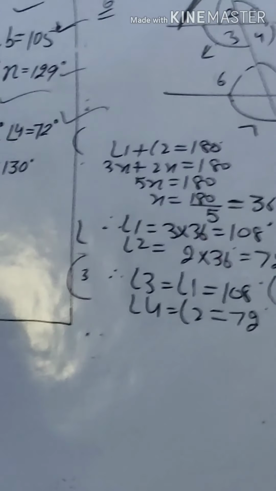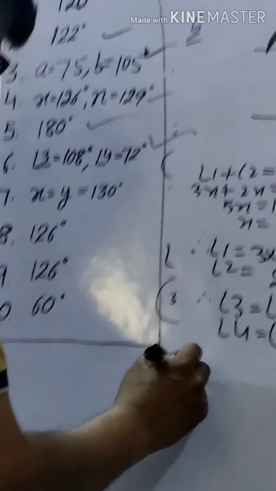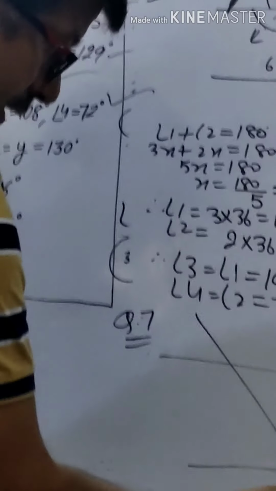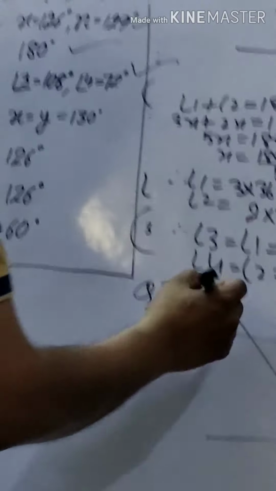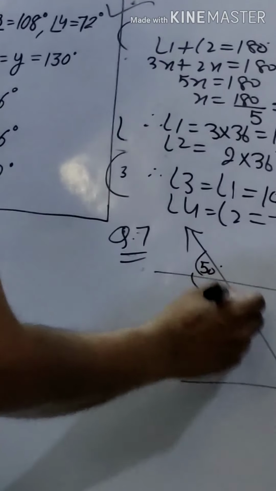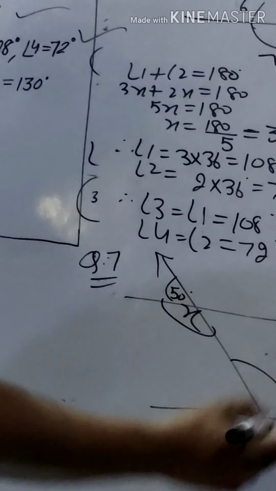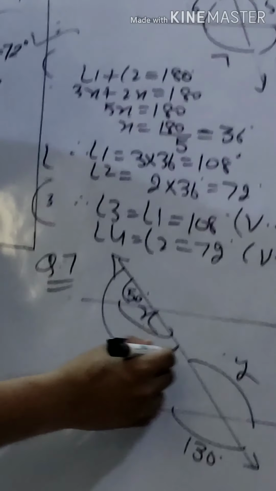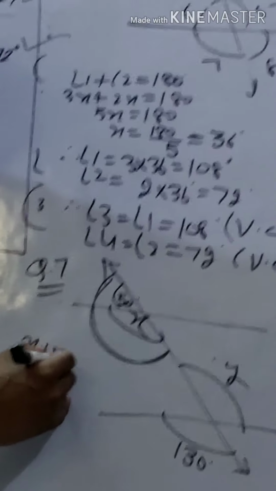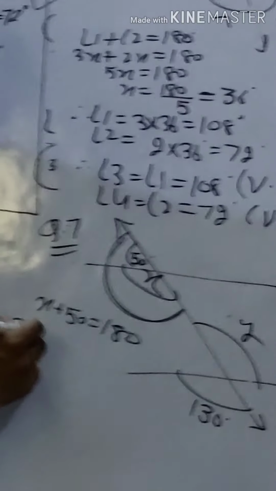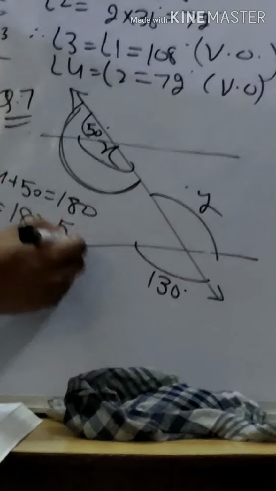And then the seventh question, my dear students, it was from NCERT. You know very well, two lines are intersected by a transversal, and this is 50 degrees and this is x, this is y, this is 130 degrees, no problem. Here you can see, by linear pair, x plus 50 is equal to 180. So x is equal to 180 minus 50, 130 degrees.